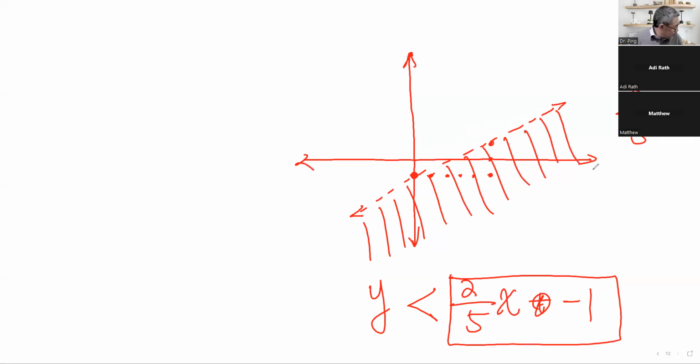Good. Why didn't you use a solid line? Well, because I don't have an equal sign there. I only have less than. Oh, okay. So that means it does not include the line. So it is dashed. Okay. Yep.